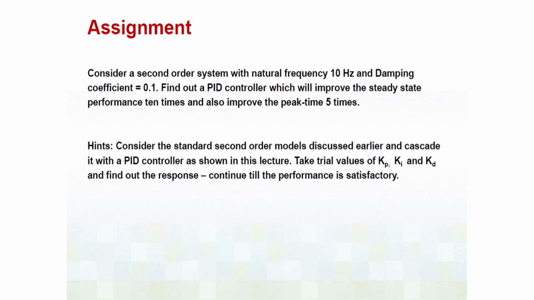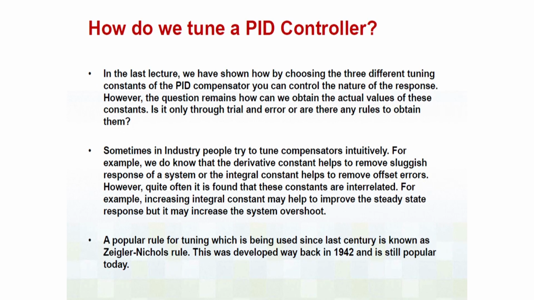So, this is an assignment: consider a second order system with a natural frequency and damping, and find out a PID controller which improves the steady state performance 10 times and also improves the peak time 5 times. Try to solve based on whatever we have discussed today.